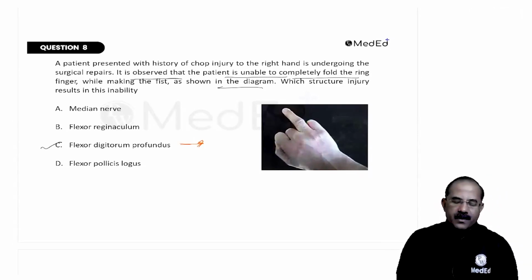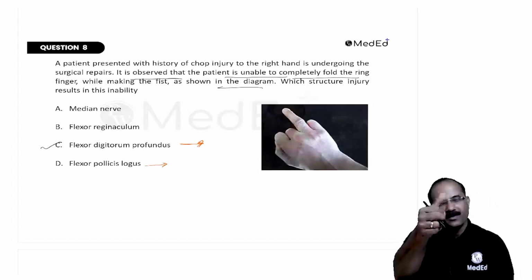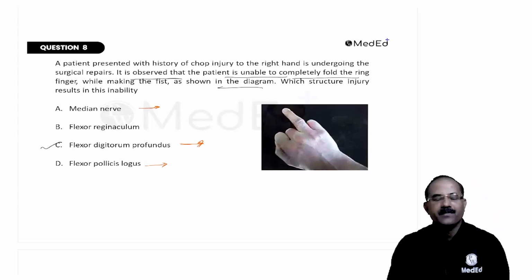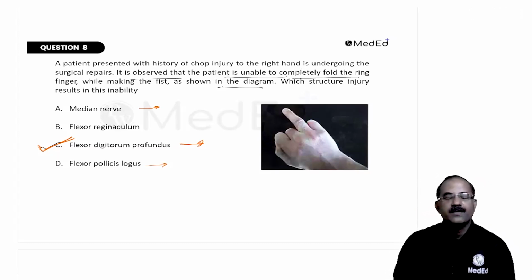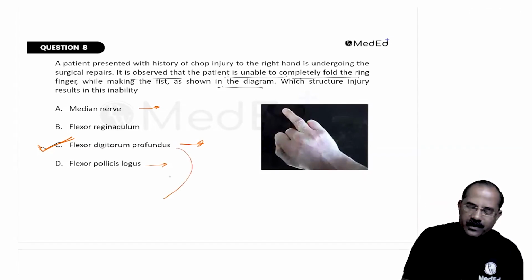Now tell me, flexor pollicis longus, where does it go? To the thumb. Flexor pollicis longus goes to the thumb. Median nerve. Okay, fine. The answer is flexor digitorum profundus. Can anyone tell me the nerve supply? That's okay, Naman. I can understand. So flexor digitorum profundus का nerve supply बोल सकते हो.